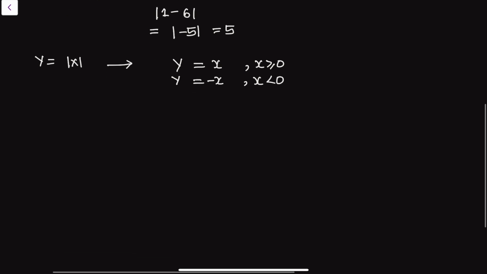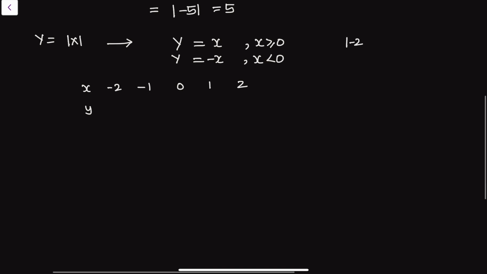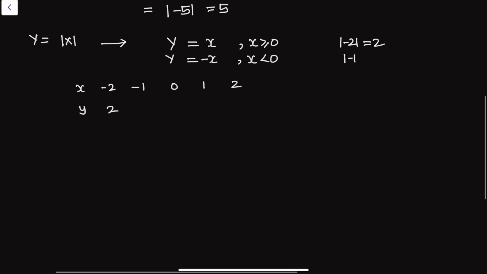To plot the graph of the modulus function, we can make a table. Let's randomly take some values of x: minus 2, minus 1, 0, 1 and 2. Mod of minus 2 is 2. Mod of minus 1 is 1. Mod of 0 is 0. Mod of 1 is 1. Mod of 2 is 2.